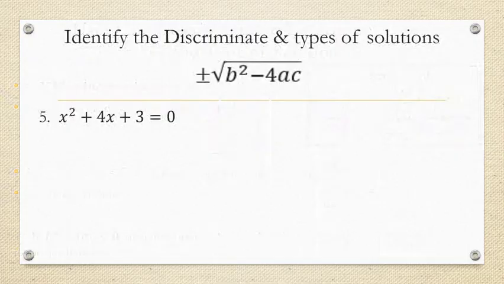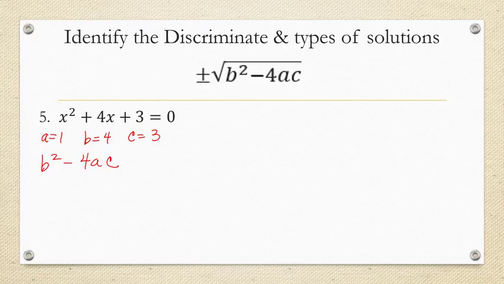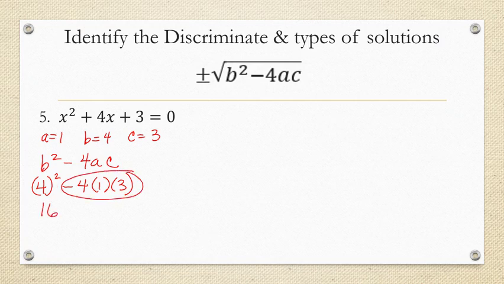Okay, this one says identify the discriminant and the types of solutions. Okay, first thing you want to do is identify A is 1, B is 4, and C is 3. You want to be able to put it in this piece, b squared minus 4ac. All right, what is our b value? 4. 4 squared minus 4 times 1 times 3. All right, 4 squared is 16. Then you want to multiply all that together. -4 times 1 times 3 is minus 12, and so I get a 4.